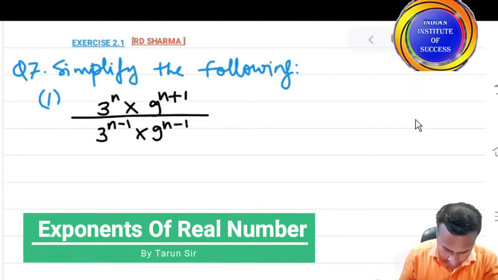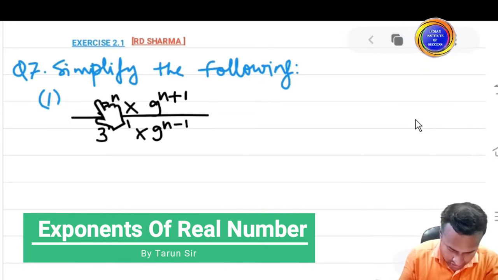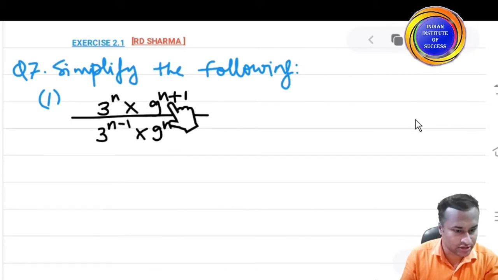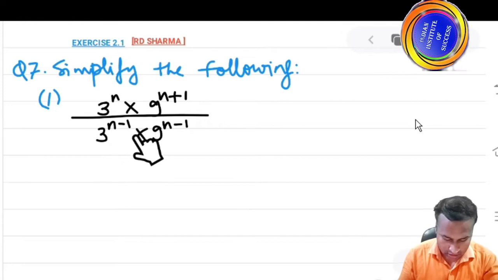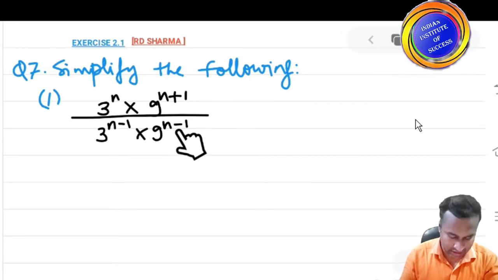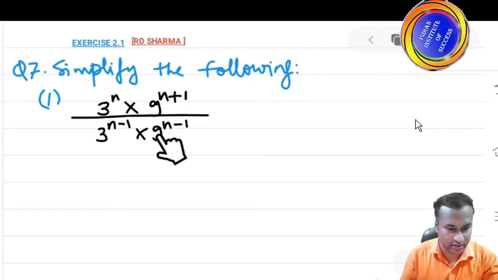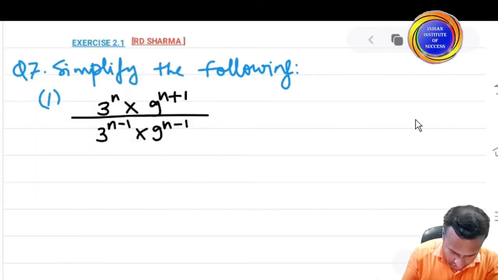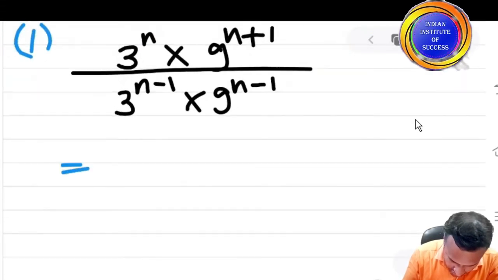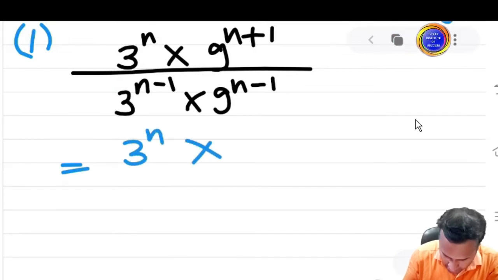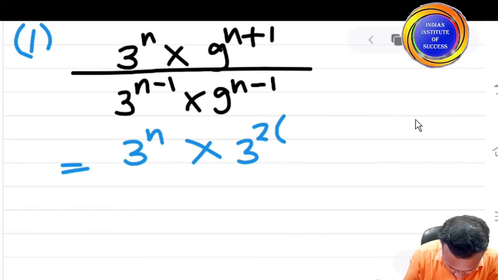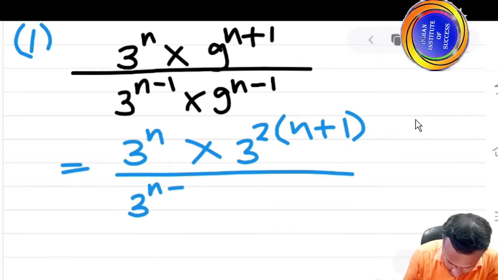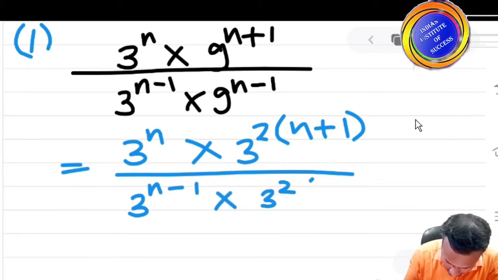Simplify the following. Here you can see the question: 3 raised to power n into 9 raised to power n plus 1, upon 3 raised to power n minus 1 into 9 raised to power n minus 1. So we have to simplify it in terms. First, we can break down these terms in this way. First we will write 3 raised to power n into 3 raised to power 2 into n plus 1, then here also 3 raised to power n minus 1 into 3 raised to power 2n minus 1.